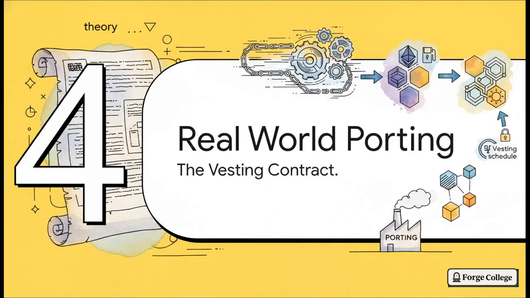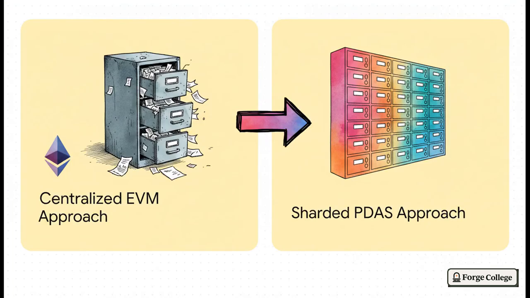Section 4. Real-world porting example. The vesting contract. Let's look at this massive architectural shift. On the left, you've got the old EVM centralized approach, a single token contract just hoarding all the state variables and mappings. It's literally like one giant stuffed filing cabinet. But on the right, the Solana approach. We split the vesting logic into a completely separate program, and we use precision-sharded program-derived addresses, or PDAs, for per-recipient records, while leaning on the standard SPL token account model. We are moving from a massive monolithic filing cabinet to individual, ultra-secure safety deposit boxes for every single user.